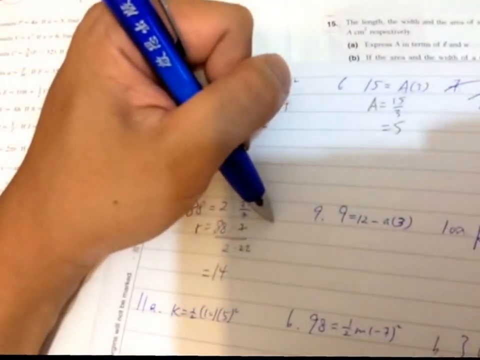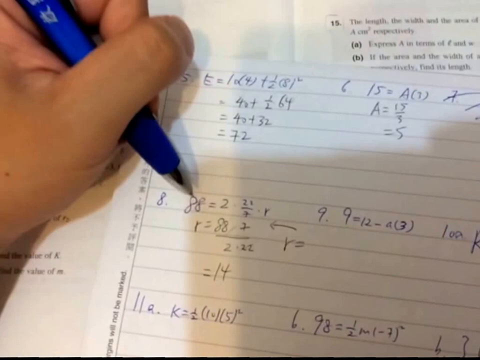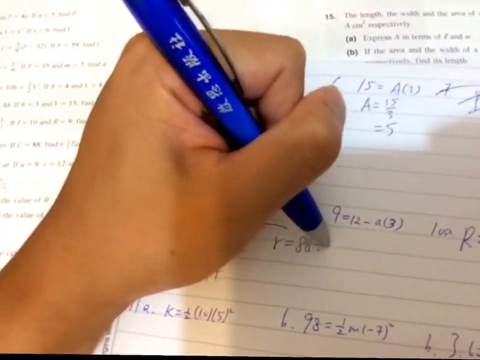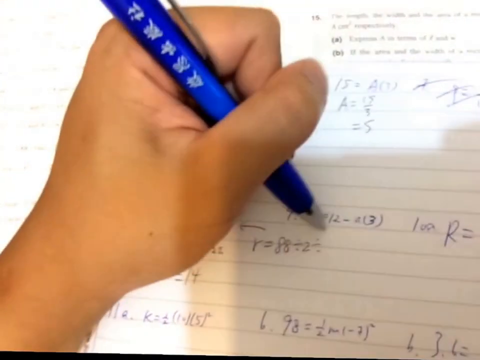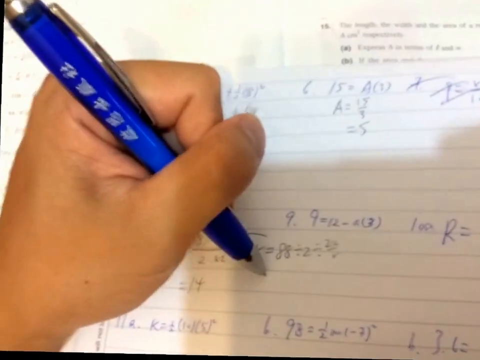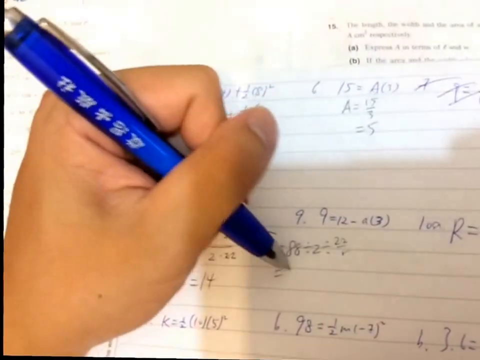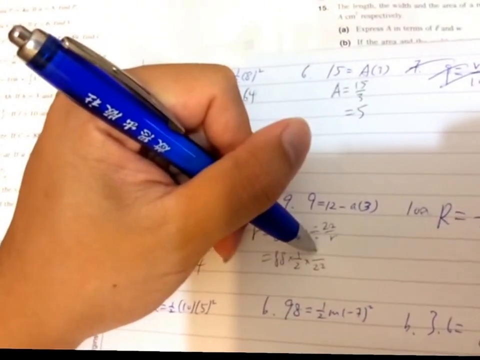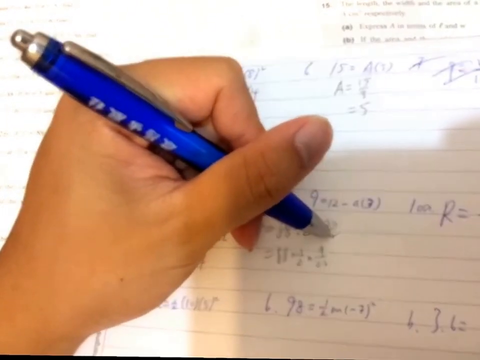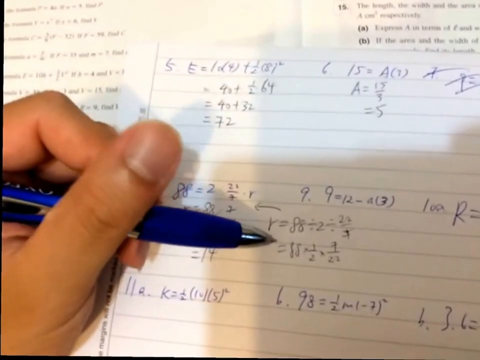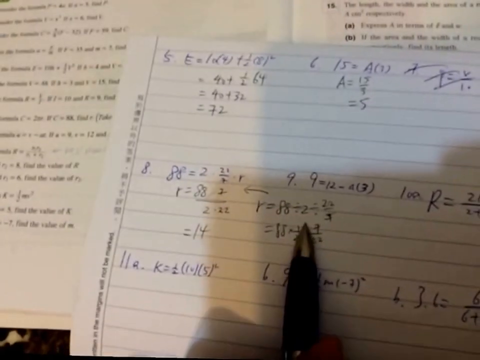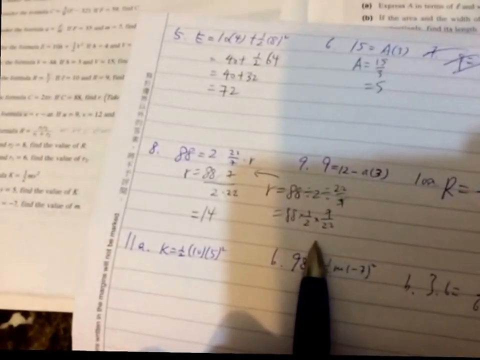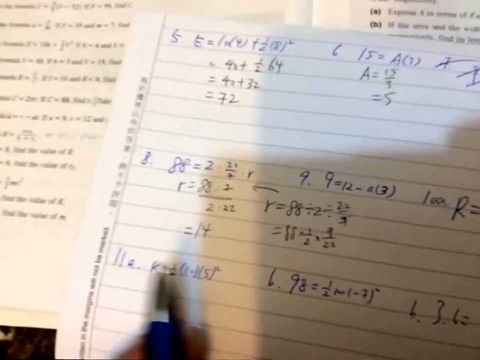If you find it's too complicated, you may like this: 88 divided by 2 and divided by 22 over r, because both sides divided by r can cancel out. Okay, so after you change the order of numerator and denominator, you will get this.